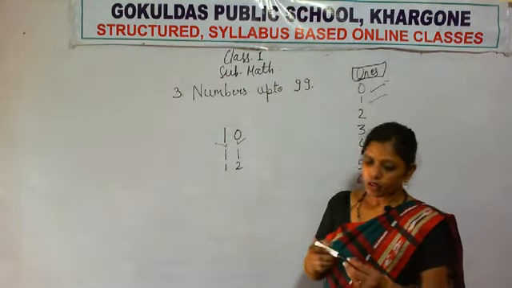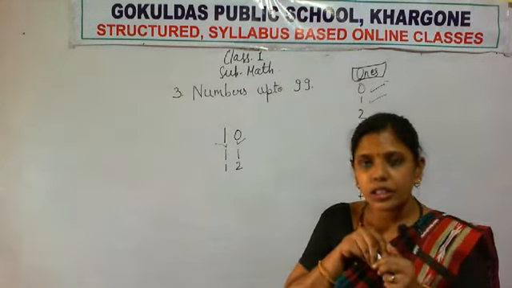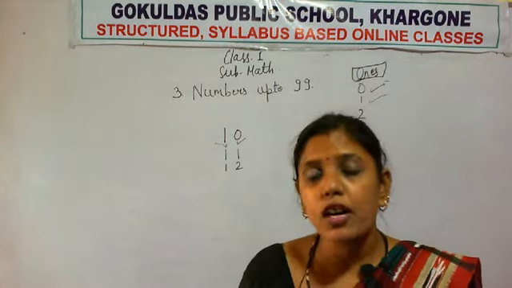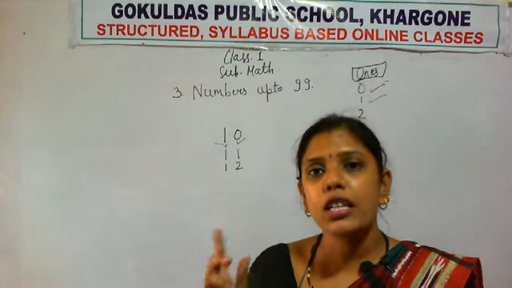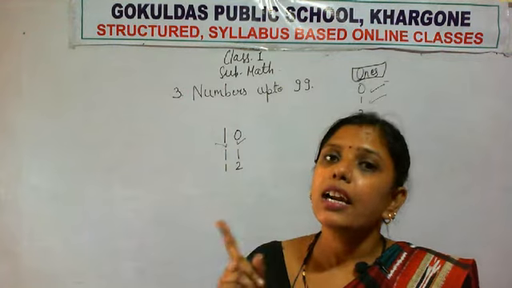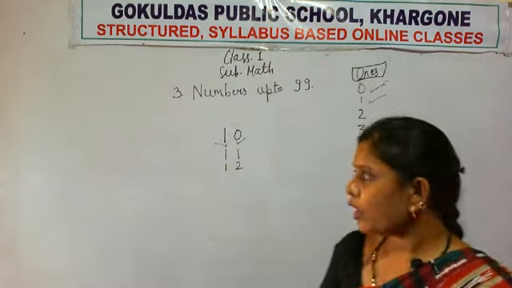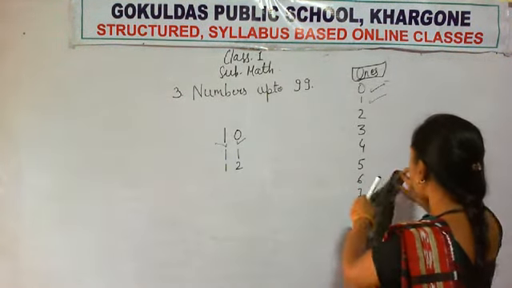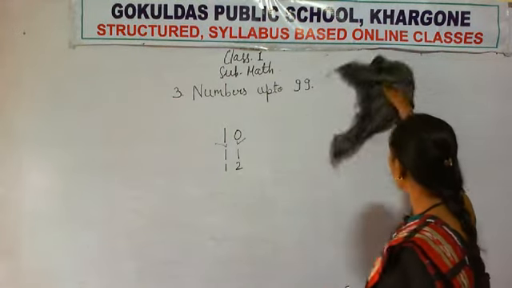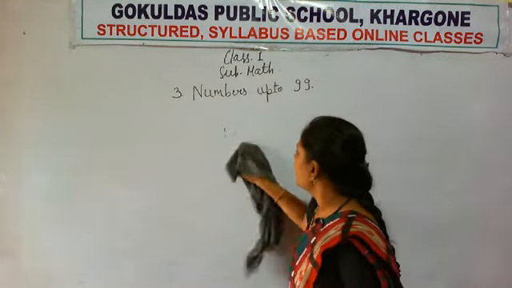Okay. So while we are writing a 2 digit number, first we write a number at its ones place and then we write it at tens place. Okay. So today I will show you how we write numbers from 1 to 100.